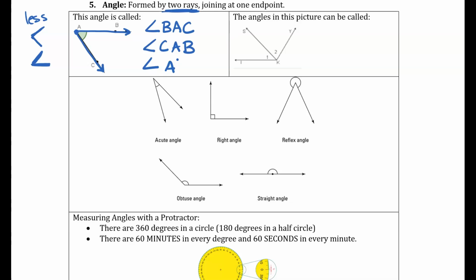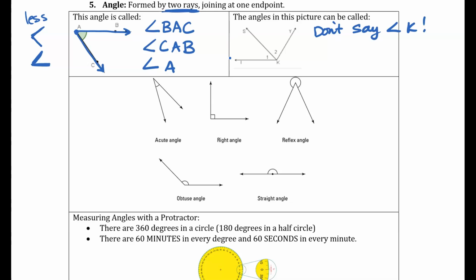Now I can't always call it angle A, but in this case I can, because there's only one angle with an endpoint of A there. It's different if you have a picture like on the right. You would not want to call any of these angles angle K. So don't say angle K. It's ambiguous, because are you talking about this one? Are you talking about this one? Are you talking about the large angle? We don't know. So if it's ambiguous, you can't use just the endpoint.